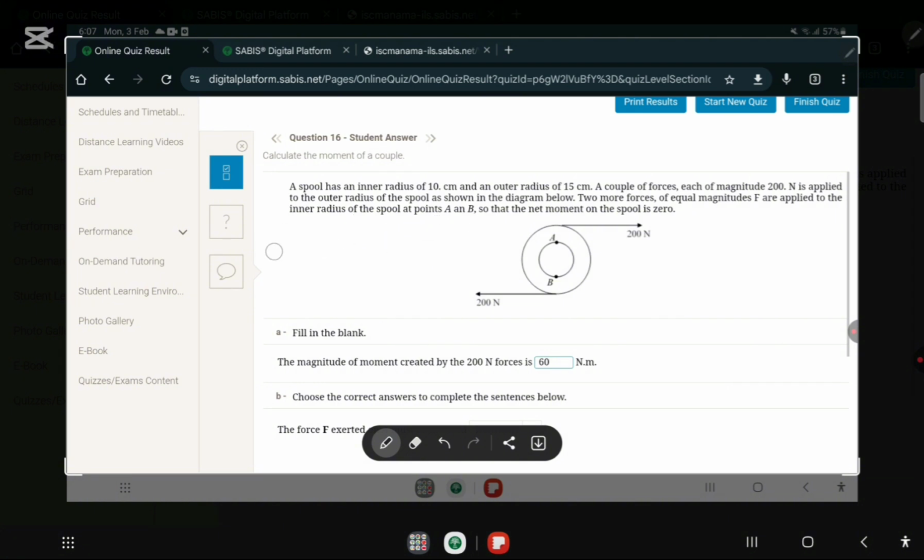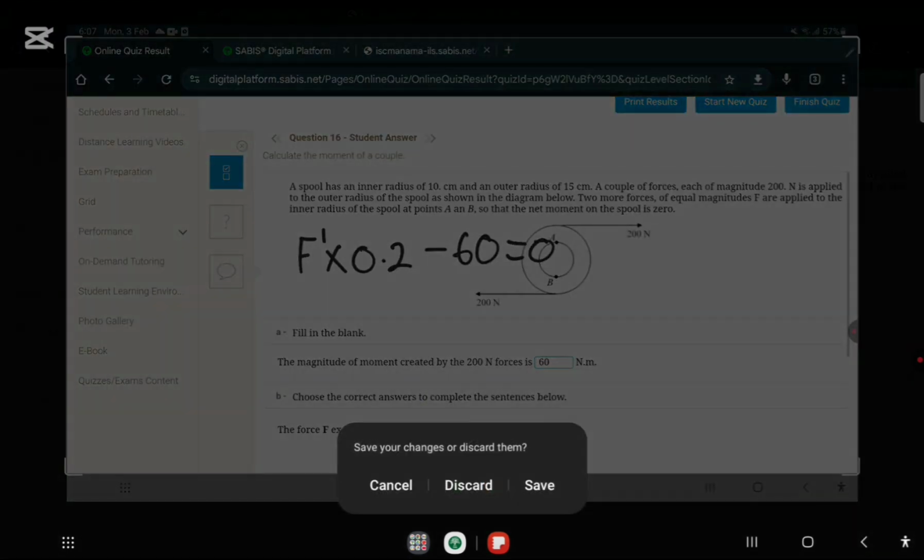So from up here to there is going to be 60. We use the value we got, negative 60. Firstly, we do the force prime times the distance between them, 0.2, minus 60 equals 0. If I put it into the calculator, 0.2 times x minus 60 equals 0, I get 300. Okay? On to the next.